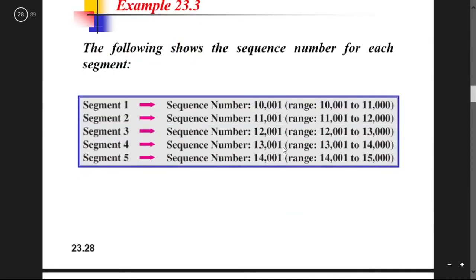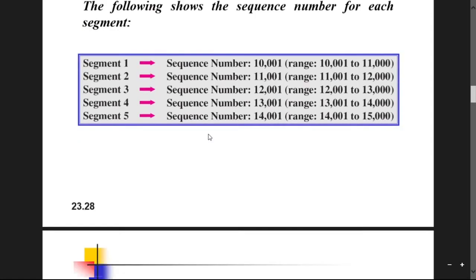Okay, so suppose this is the sequence number for segment 1, segment 2. Here we have 5 segments, and you can see these are the sequence numbers. Suppose for 10,001, the range is 10,001 to 11,000. This is for segment 1, and in the next segment we need to start from the next sequence number, that is 11,001 to 12,000. Okay, so this number is a random number. This is given by TCP, and you have to maintain the sequence.